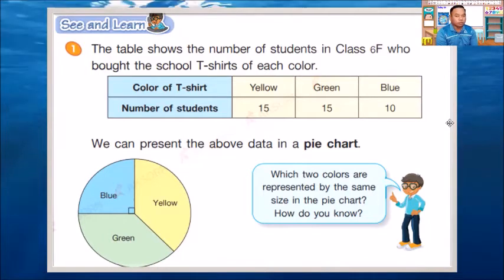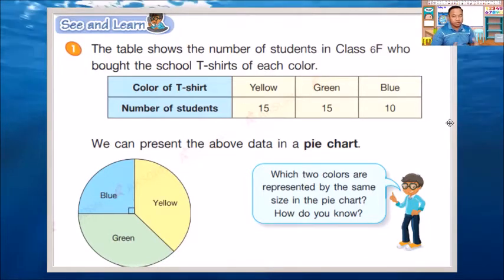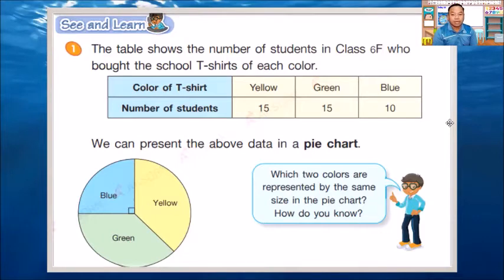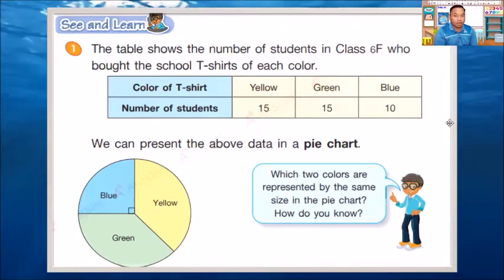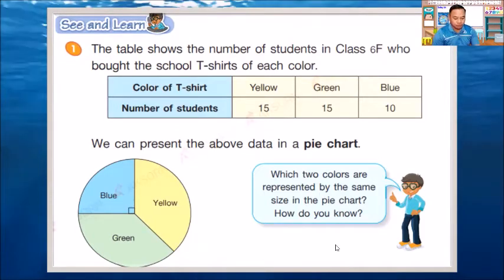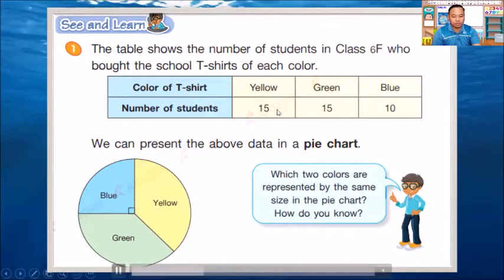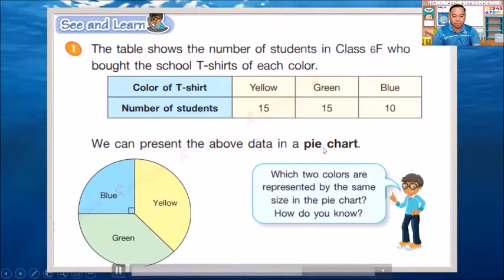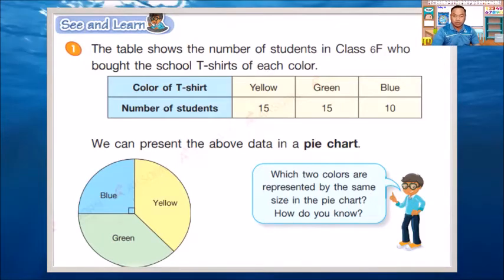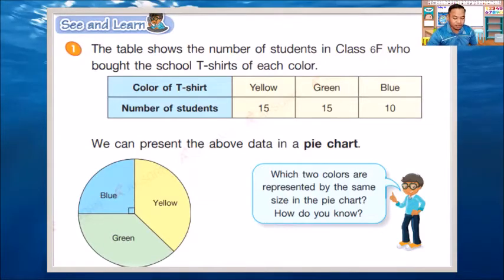So as we can see, there are two colors that represent the same size in the pie chart because they have the same numbers. All right. So, very easy, right? Just look at the given number of students. So, you have there, the pie chart represents the blue, of course, yellow and green. All right. Any questions? No question.